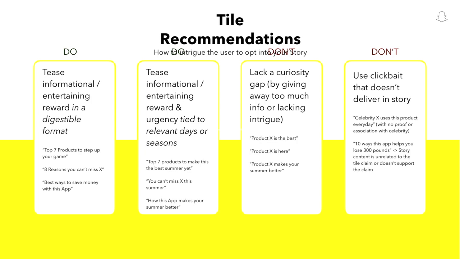And finally, don't use clickbait that doesn't deliver in the story, such as Celebrity X uses this product every day with no proof or association with that celebrity. Or 10 ways this app helps you lose 300 pounds, and then the story content is unrelated to the tile claim or doesn't support the claim. When people tap into the story and it doesn't match the tile that they were introduced to, we'll see that they'll drop out very quickly because it doesn't deliver on what was promised to them.